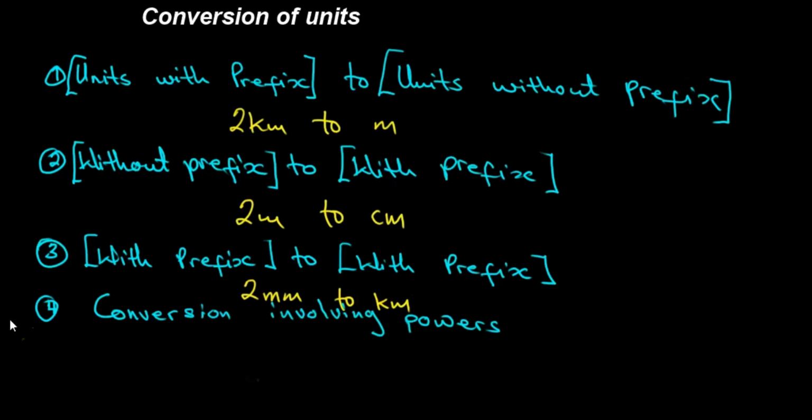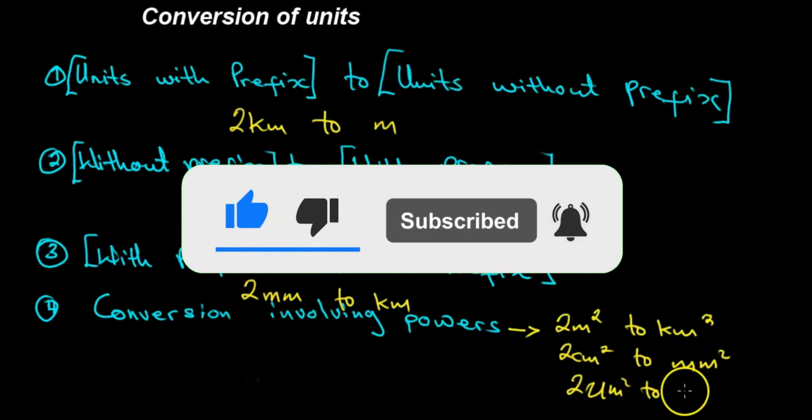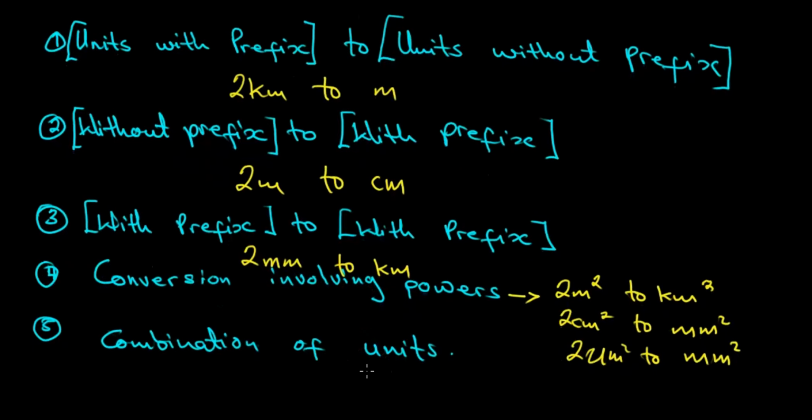Then next we have conversions involving powers. What do I mean by that? You can be asked to convert a unit such as 2 meters squared to kilometer squared, or 2 centimeters squared to millimeter squared, or 2 micrometers squared to millimeter squared. Then the last one is a combination of units. For instance, when you are asked to convert 25 kilometer per hour to, let's say, meter per second. This is a combination of two units. So we are going to look at these one after the other.